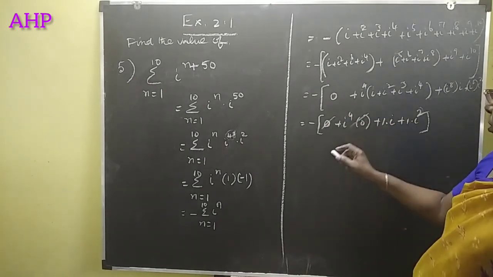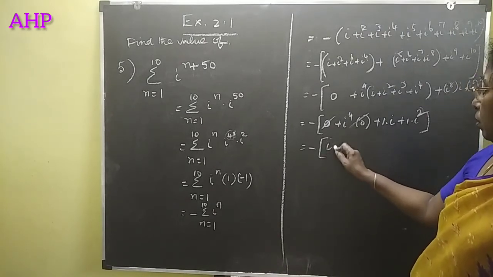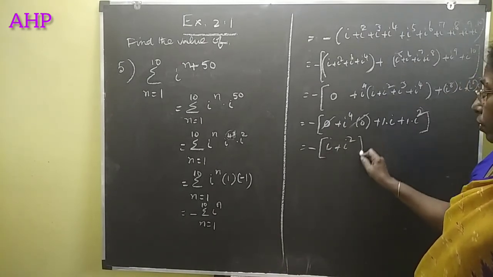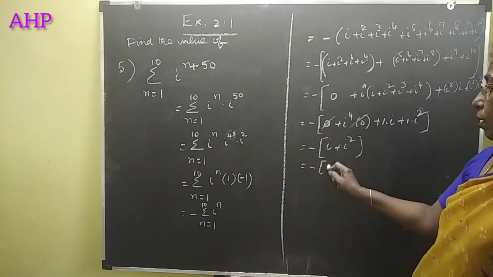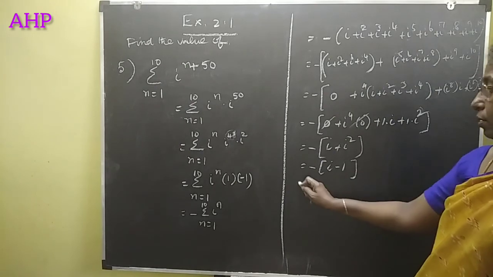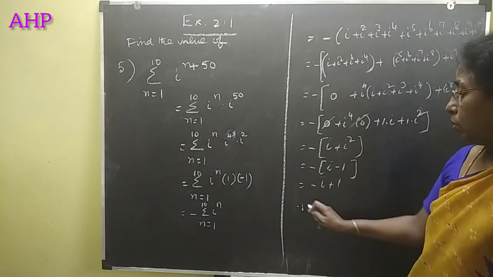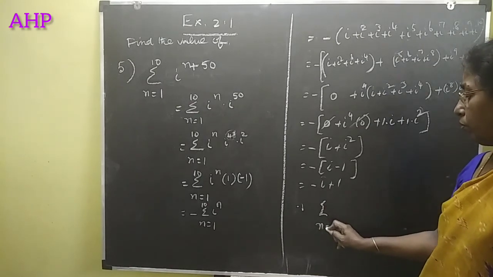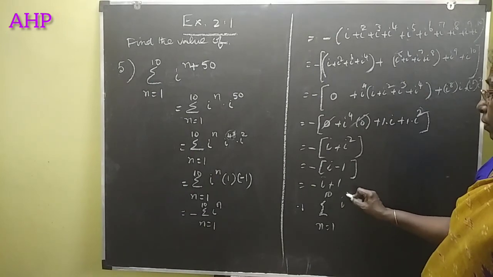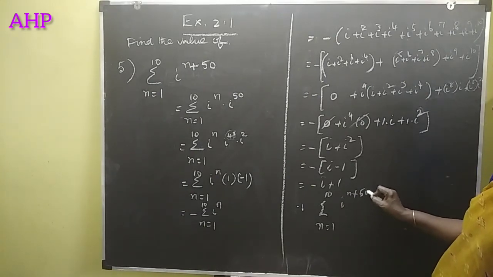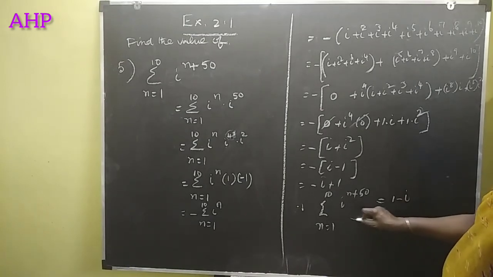So this is 0, this is 0. So this is equal to minus 1 into i plus i square. i square value is minus 1. So minus i minus 1. This is equal to minus i plus 1. Therefore, sigma n is equal to 1 to 10 i power n plus 50 is equal to 1 minus i.